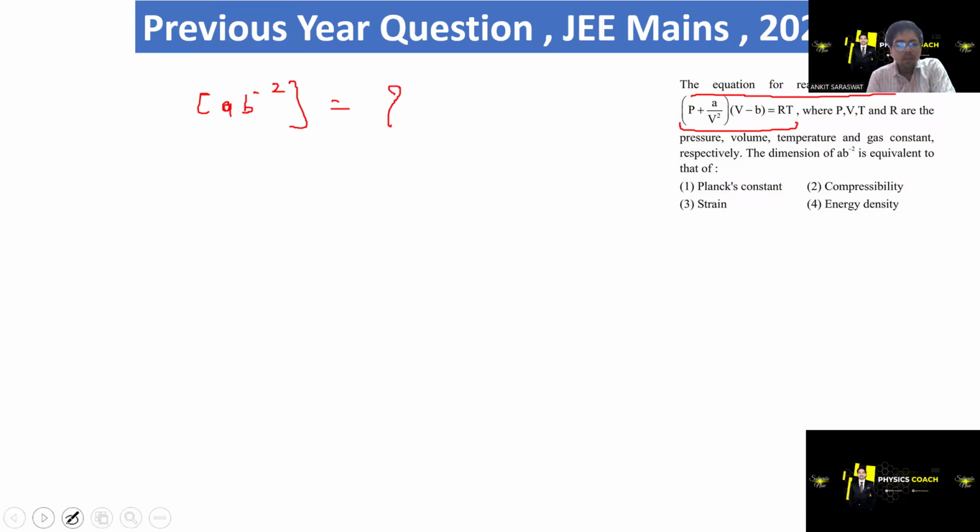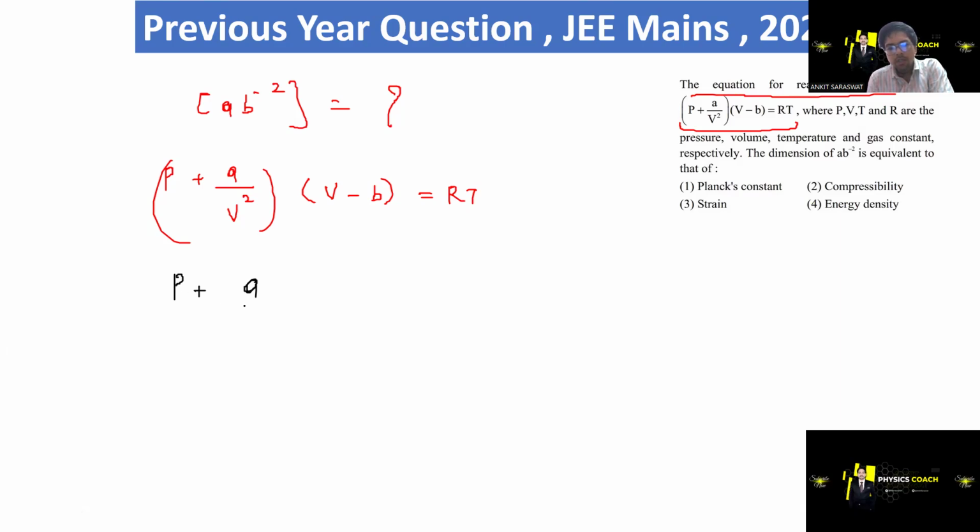Now, the equation is given like (P + a/V²) multiplied by (V − b) is equal to RT. If you look carefully, we are adding a/V² to pressure P. These are different physical quantities.